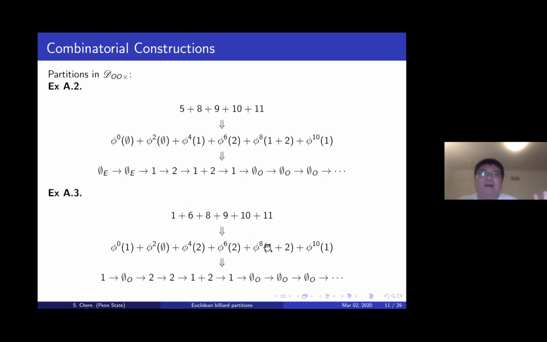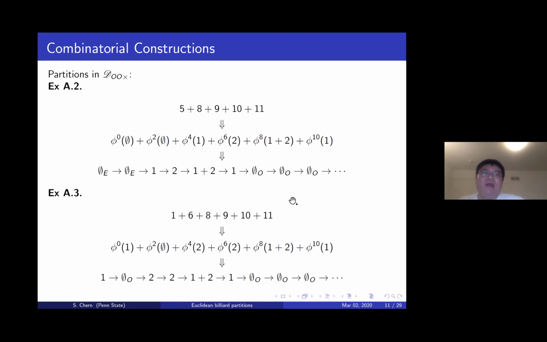And also we have other examples. Let's say we have 5 plus 8 plus 9 plus 10 plus 11. And again, we can transform this partition into a chain of partitions in capital pi. So we have empty, 1, 2, 1 plus 2, and then 1. So we first need to change the first 2 empty partitions to empty sub E and then empty sub E, and then we append a series of empty sub O.